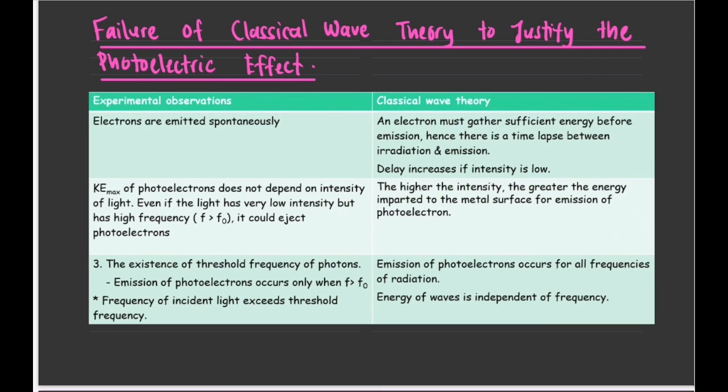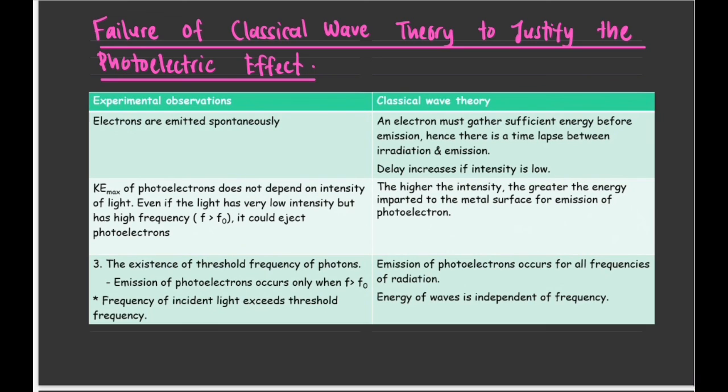Next, the maximum kinetic energy of photoelectrons does not depend on the intensity of light. Even if the light has very low intensity but high frequency, it could eject photoelectrons. But the classical wave theory said the higher the intensity, the greater the energy imparted to the metal surface.